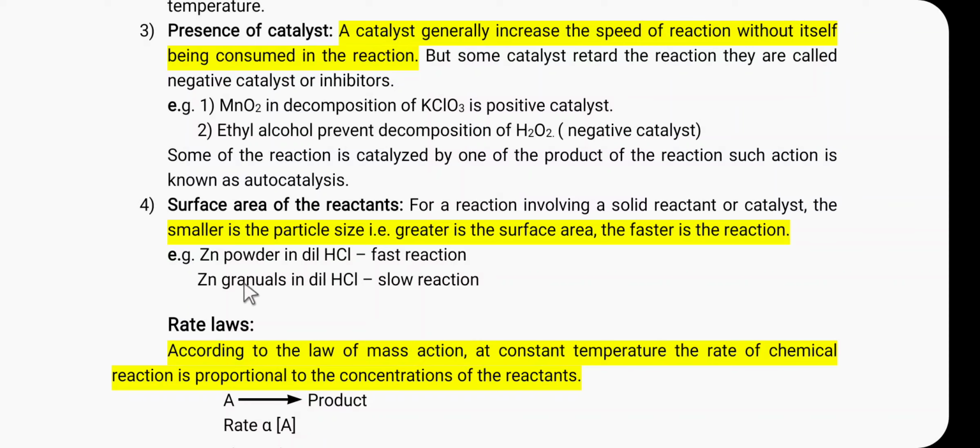Instead of zinc powder, if we use zinc granules, the rate of the reaction is very small, and such a reaction is a slow reaction. Here let us consider the difference. If zinc powder is used, the reaction is fast. If zinc granules are used, the reaction is slow, because when zinc powder is used, more surface area of the zinc is available for the chemical reaction. So, we can say that the smaller the particle size, the greater the reaction rate. So, these are the four factors which affect the rate of a chemical reaction.